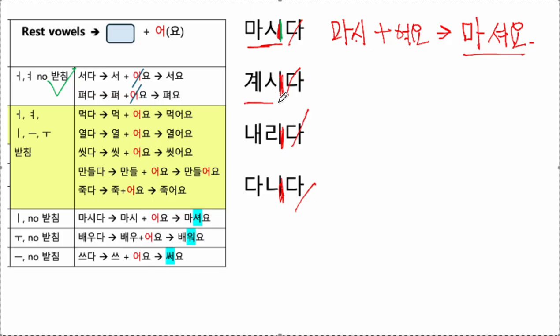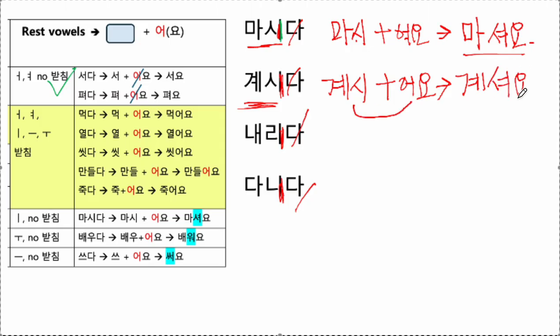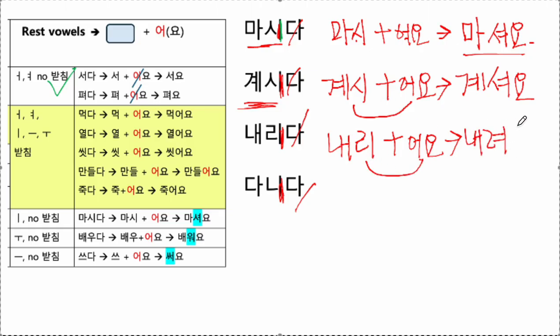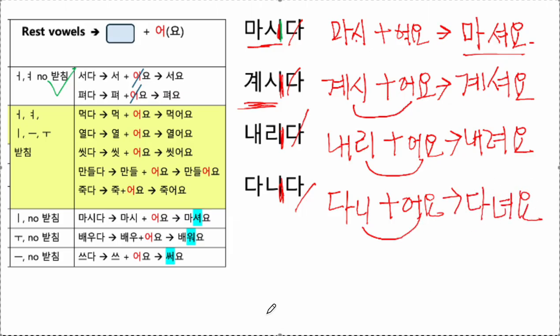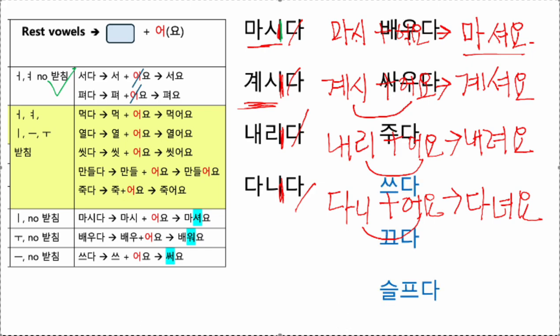How about 계시다? So this is a stem. You put 계시 plus 어요. So it's 계시어요. So they become 셔, 계셔요. How about this one? 내리어요. So 리 and 어 together, 내려요. How about this one? 다니 plus 어요. This one again, 다녀요. All right, next one.